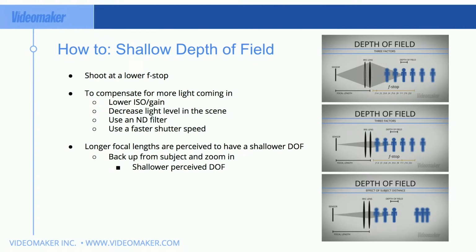Okay, getting deeper into shallow depth of field. So to compensate for the more light coming in from lowering your f-stop number, you're going to lower your ISO or gain. That's going to decrease the light level in the scene. Use an ND filter. ND filters are just sunglasses for your camera. Think of them as your ability to shoot a higher f number in bright sunlight when you're already shooting at the lowest ISO. When I'm shooting outside, I'm shooting at the lowest ISO that I possibly can.